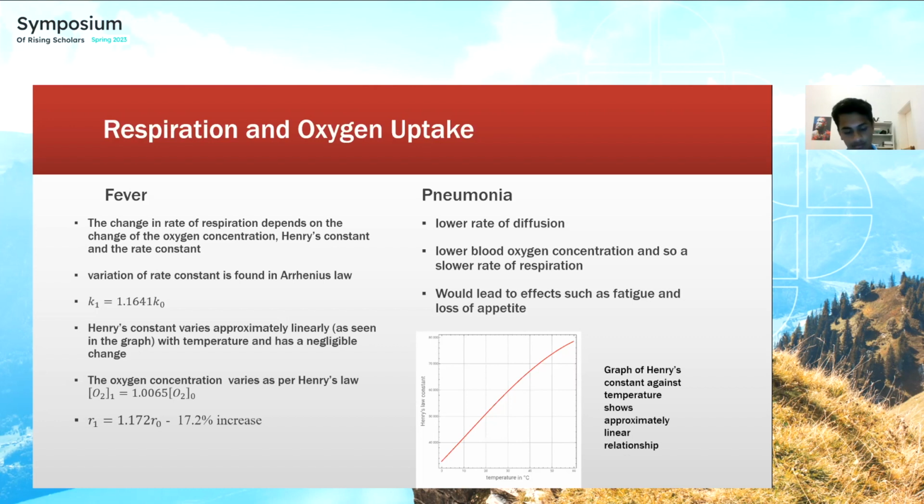Because from the previous section, we know that there's a lower rate of diffusion, and it follows logically that there is a lower blood oxygen concentration, and so according to differential rate law, there's a lower rate of respiration. Now, logically, this would lead to effects such as fatigue and loss of appetite if you have a lower energy production rate. And again, both of these are characteristic of pneumonia patients. So that is evidence that this section of the model predicts correctly as well.